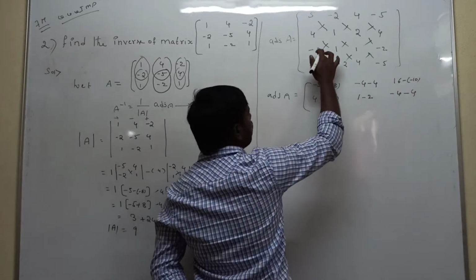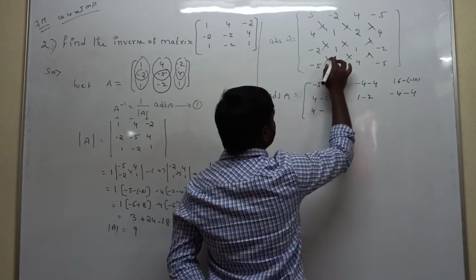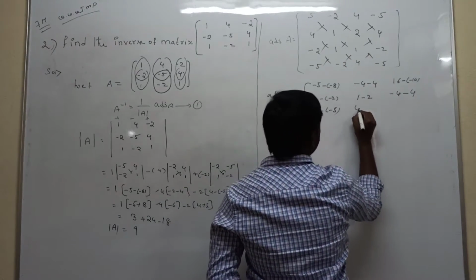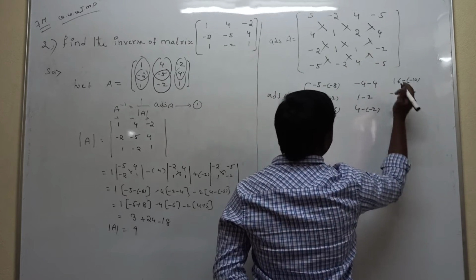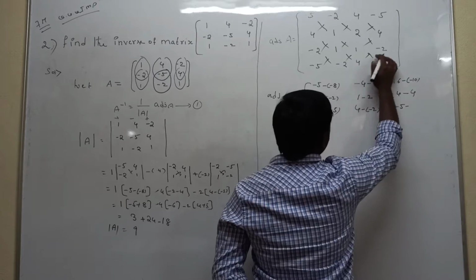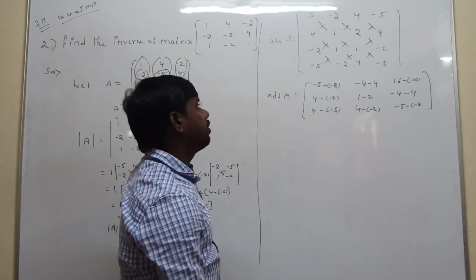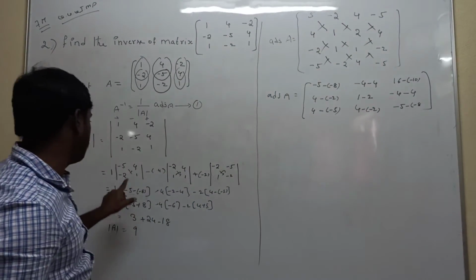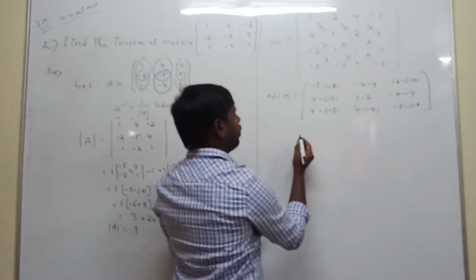Next one, down: -2 into -2 is +4, minus -5 into 1 is -5. Next, 1 into 4 is 4, minus -2 into 1 is -2. 1 into -5 is -5, minus 4 into -2 is -8. We are applying the cross multiplication method, AD minus BC. That's why in the middle we compulsorily take the negative.